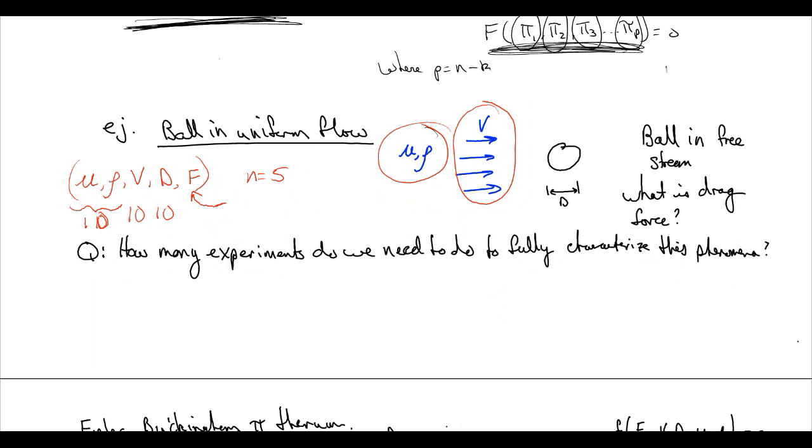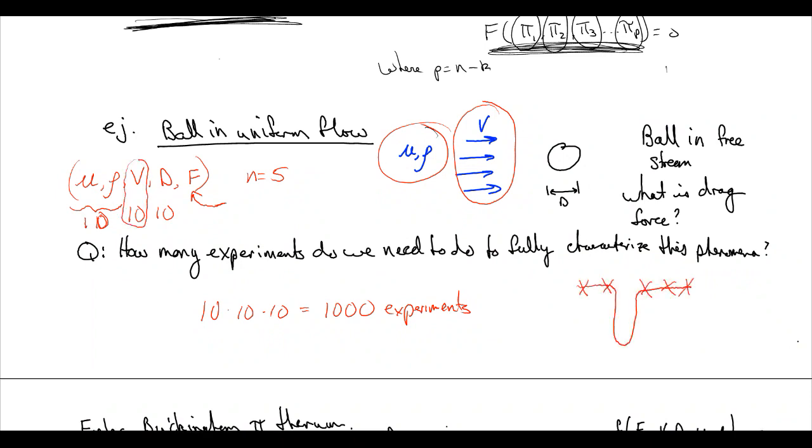And let's be clear, we have barely scratched the surface here. We don't know how the force is going to behave with velocity. If it behaves something like this, and we only do experiments here, here, here, here, and here, we might completely miss this behavior. 10 experiments is not nearly enough to fully characterize the system, and yet we have 1,000 experiments that we have to do.